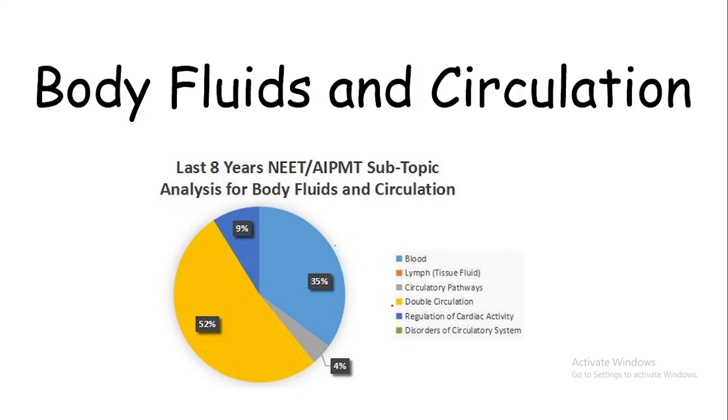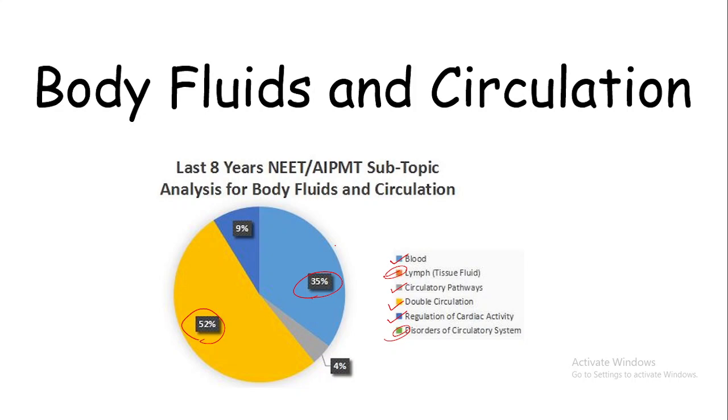Looking at that, we can see that yellow covers 52%, which is about double circulation. So when we come to that point, we will have to focus a little more. Next possibility is about 35%, which is about the blood, the lighter shade of blue. Next is 9%, regulation of cardiac activity, which includes heartbeat, heart rate, pulse rate. Many other factors are there under that. Lastly, circulatory pathways. The others are also important. We never know. This is just analysis based on the previous few years.